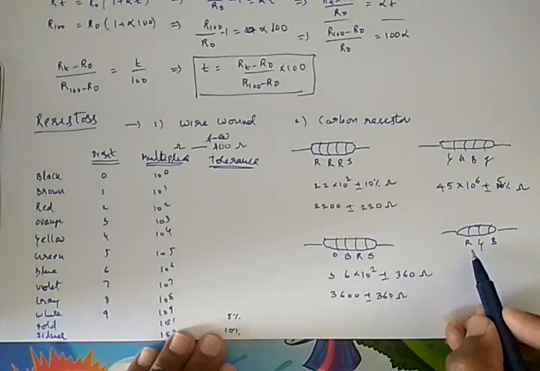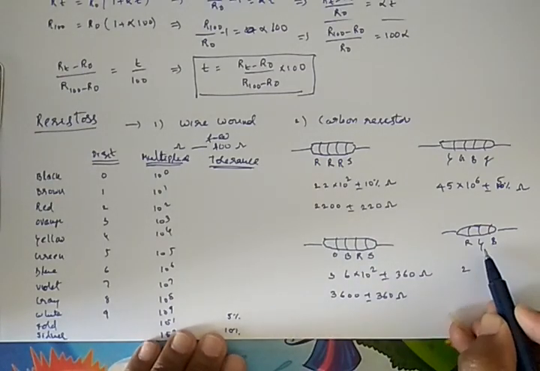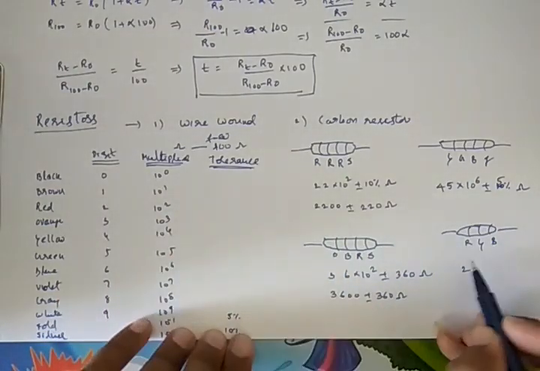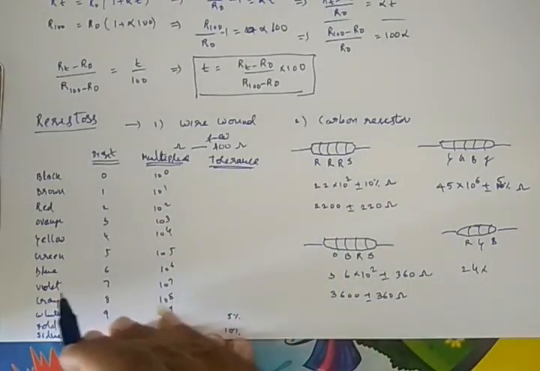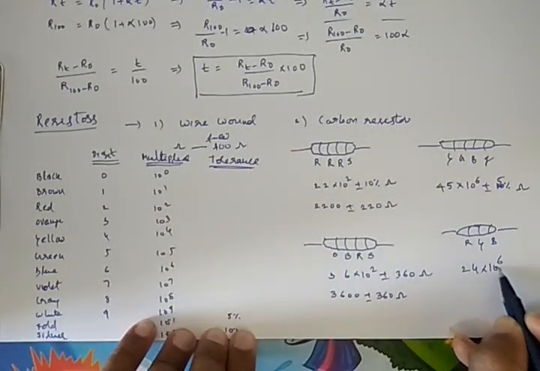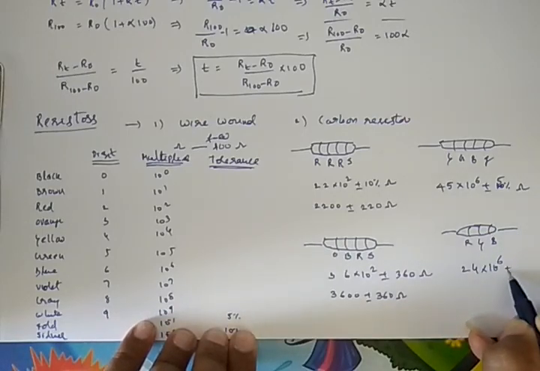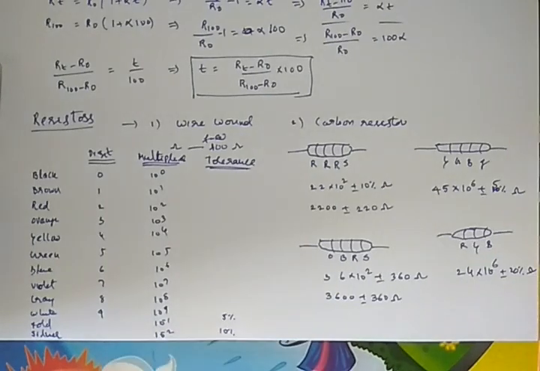So in this case, red color is the first significant figure, 2, and next one is yellow. For yellow it is 4, and the multiplier is blue, that is 10 power 6. Then there is no next color, so it means plus minus 20% ohm. So this is how we can find out the resistance of different resistors. Now let us discuss a few problems on this.